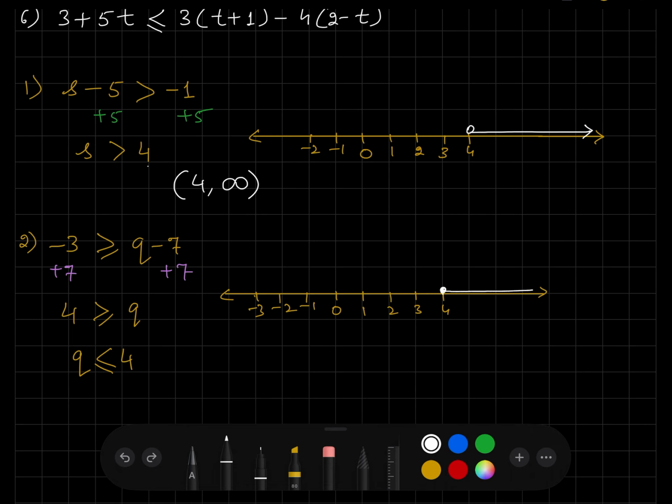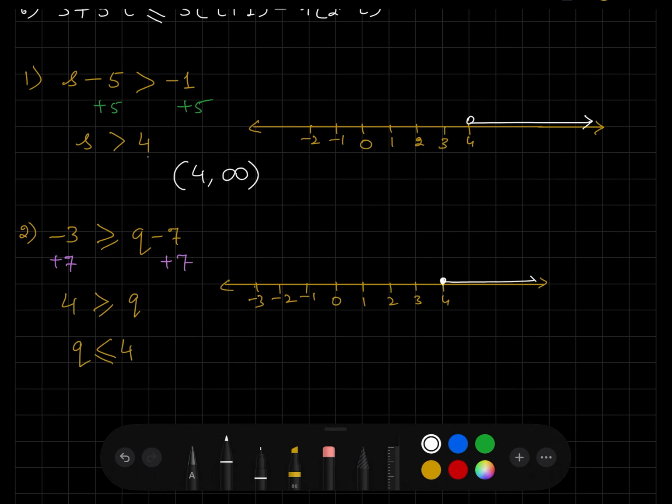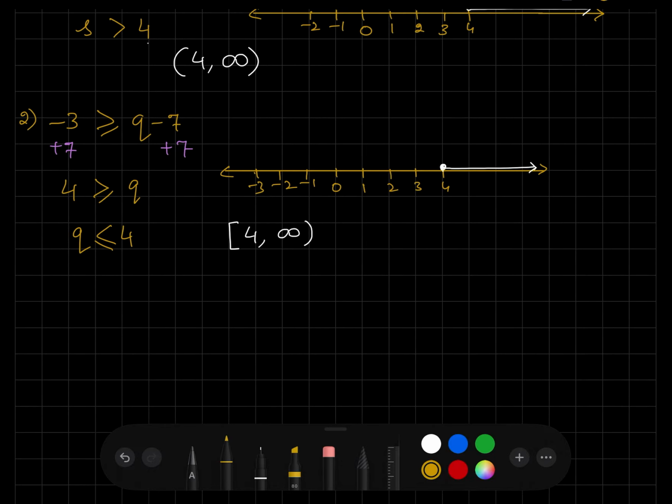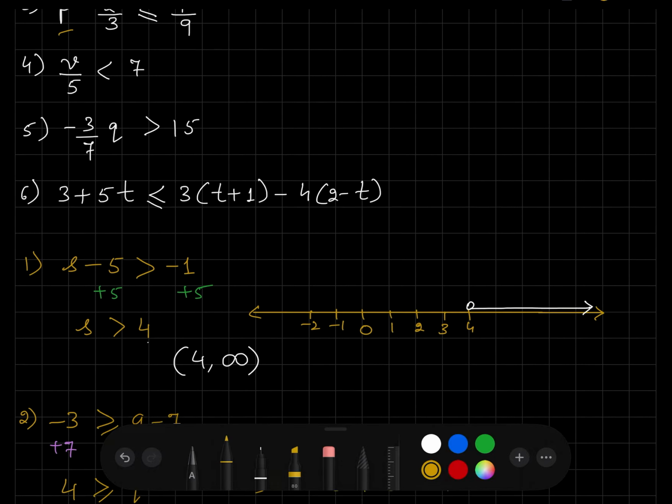So here we will draw it like this. In interval form, since 4 is included, a square bracket is shown here, and I will write 4 comma, and it is going up to infinity, with an open bracket at infinity. Next one, let's quickly do the next one now.